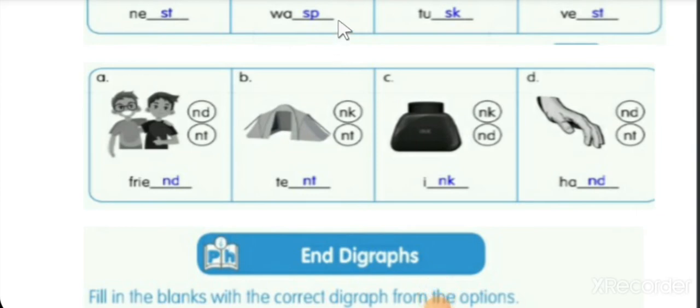Next, this is a picture of an ink pot. So we will use the blend I-N-K, the NK blend. Ink sounds as NK. Next is a picture of a hand. Hand sounds as ND at the end. So we will use the ND blend. We will write ND at the end and the word becomes hand.